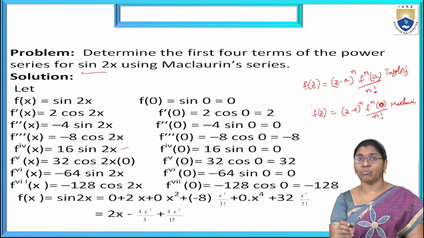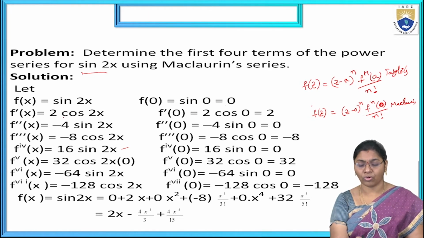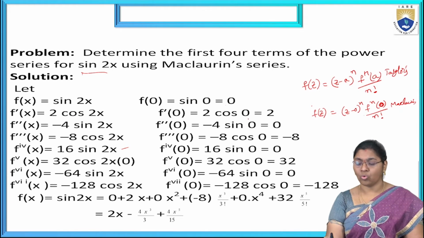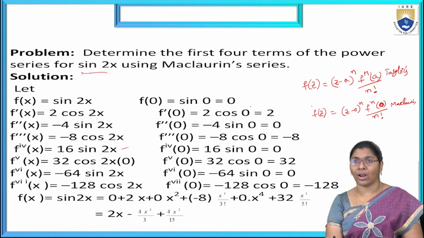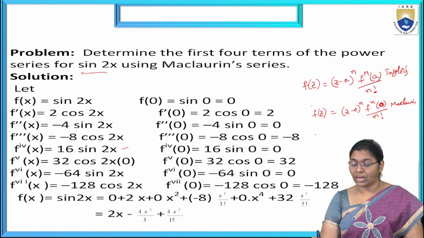Now in each and every term we are substituting a equal to 0. That means f of 0: x equal to a, that is 0. f of 0 equal to sin 0, value 0. f dash of 0 equal to 2 cos 0, equal to 2, cos 0 value 1. Now sin 0 value 0, cos 0 value 1, that's why it is minus 8. Sin 0 value 0, so 16 into 0 is 0.